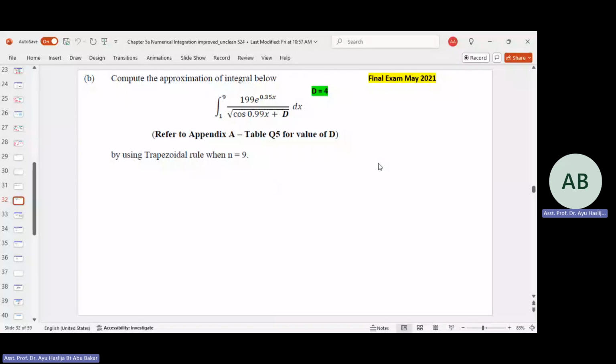We want to do this one, but we are running out of time. Okay, this one you can do at your own time, and you can share your answer in Teams. I can review for you. Okay, please try this one.